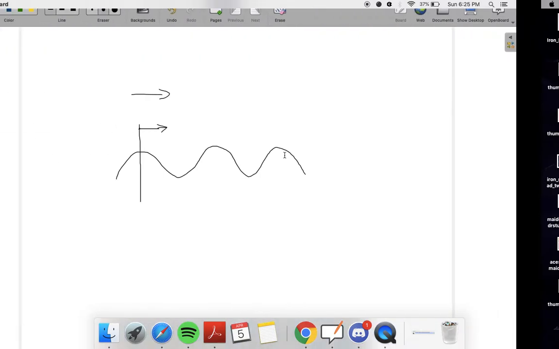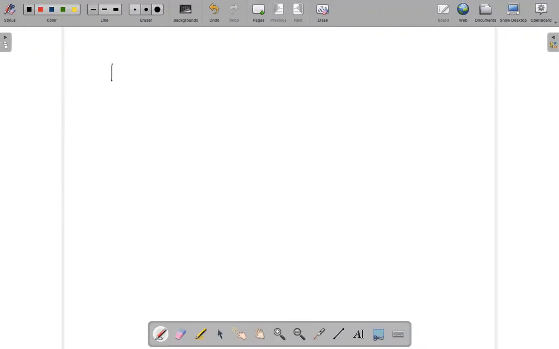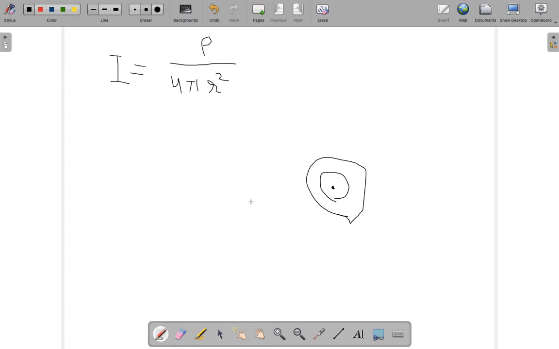I'm not sure if you can see that, so I'll just write it out over here. We have intensity I equals P, the power transferred, over the area, 4 pi r squared. Why is it 4 pi r squared? Because we're assuming that the wave starts at a point source like this, and it spreads out all around in a sphere. And as we know, the surface area of a sphere can be given by 4 pi r squared.